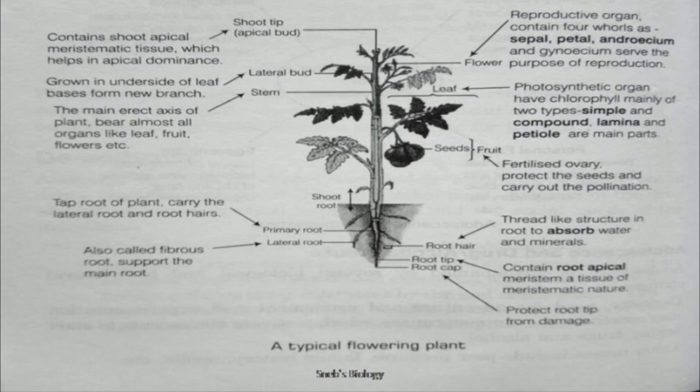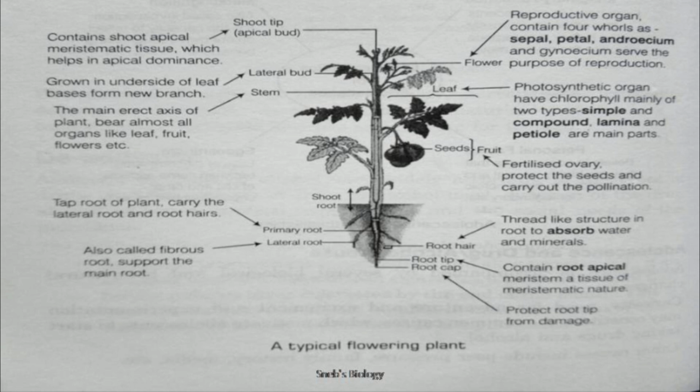So here is the typical angiospermic plant. The different parts of the plant and their functions are described briefly. So we will start with root. The main function of root is to absorb water and minerals from the soil.